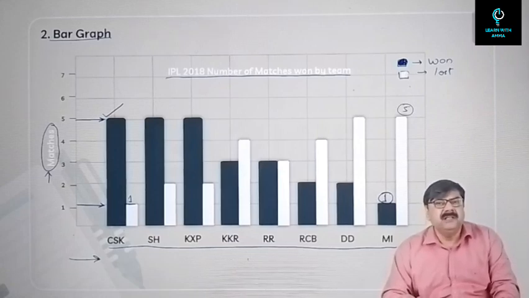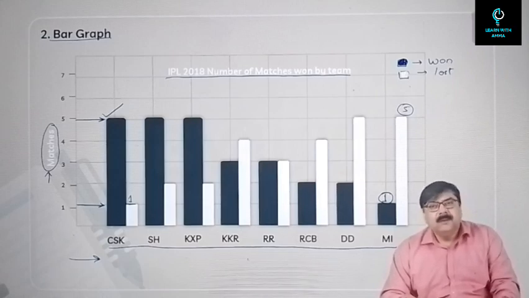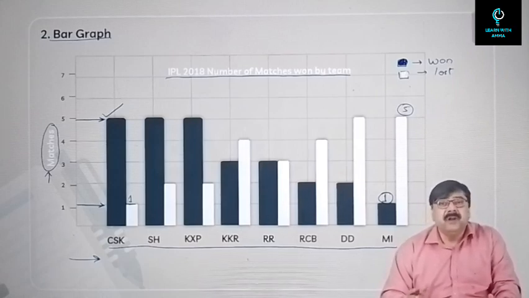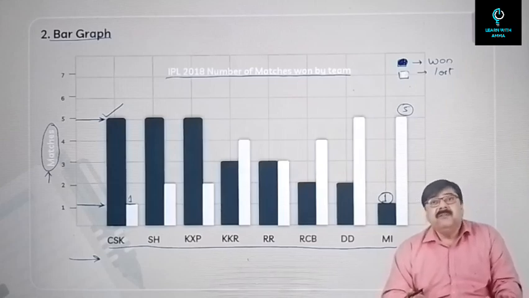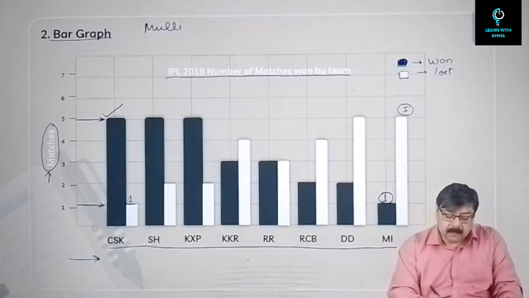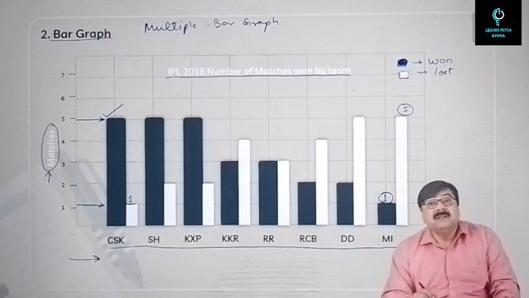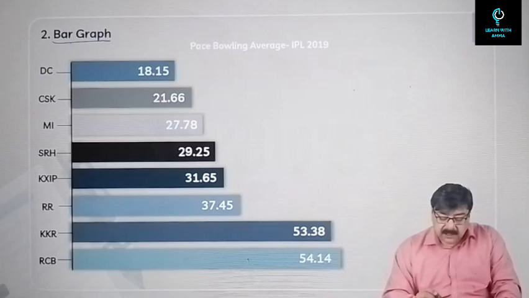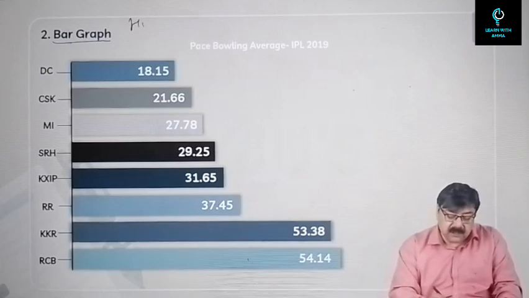This must have been towards the beginning of the tournament, and obviously you're not supposed to take it to heart, whatever may be the performance of the team of your liking. But to represent the number of matches won and matches lost, 2 bars are used. So hence this is basically a multiple bar graph where more than 1 bar is used to represent data for a particular team. Now in this bar graph, this is a horizontal bar graph, as you can see.